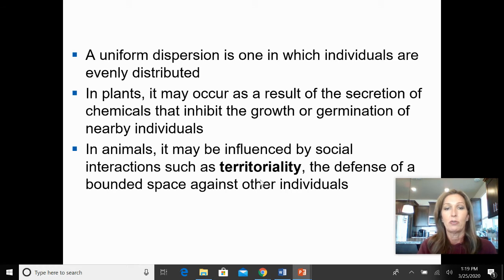Uniform, what I said before, there's going to be more territoriality. Say that five times really fast.